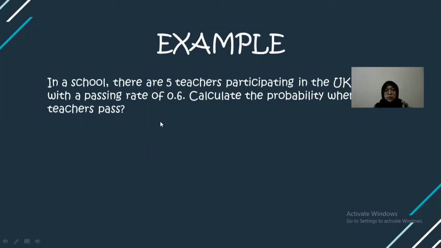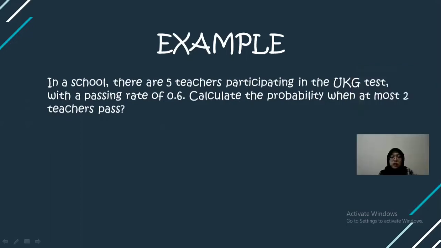This is example 2. In a school, there are 5 teachers participating in the UKG test with a passing rate of 0.6. Calculate the probability when at most 2 teachers pass. This is a cumulative probability distribution.